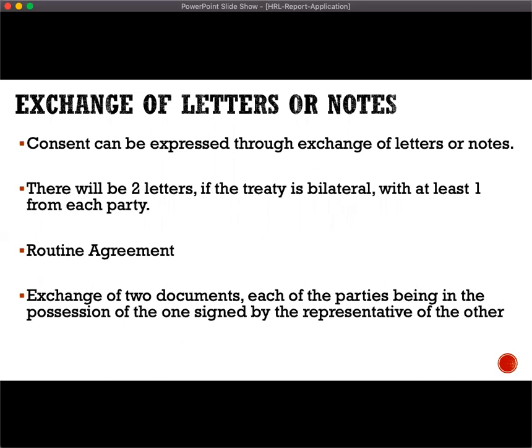Exchange of letters or notes. What do we mean by this? Exchange of letters or notes means that consent can be expressed through exchange of letters or notes. So here there will be two letters if the treaty is bilateral, with at least one from each party. This is a routine agreement and there's an exchange of two documents, each party being in possession of one, signed by the representative of the other.